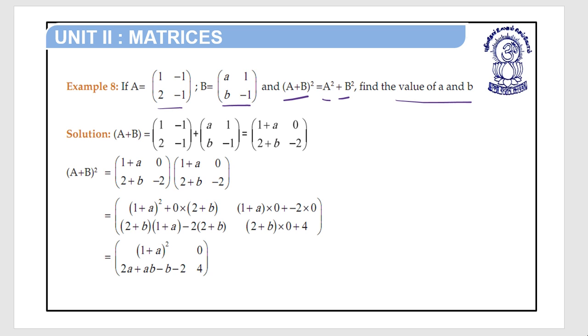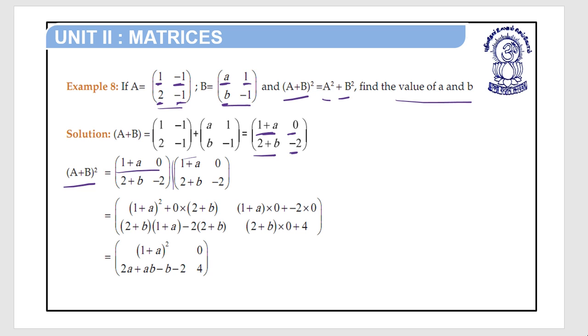Take addition element by element, respective elements. 1 plus a, minus 1 plus 1 is 0, 2 plus b, minus 1 minus 1 is minus 2. Now take the square of A plus B. It is 2 by 2, so we will get the answer in the form of 2 by 2.